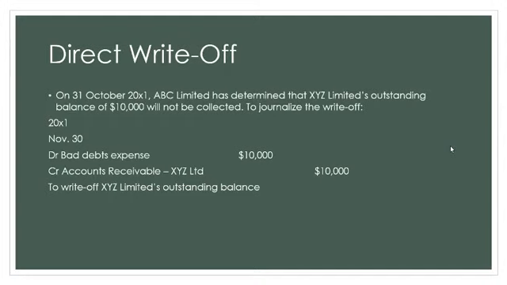Okay, so for an example of direct write-off, we have here on 31st October 20X1, ABC Limited has determined that XYZ Limited's outstanding balance of $10,000 will not be collected. So this is specific. They know that they will not be able to collect on a specific client. So to journalize the write-off, it will be debit bad debts expense and then credit accounts receivable, specifically for XYZ.